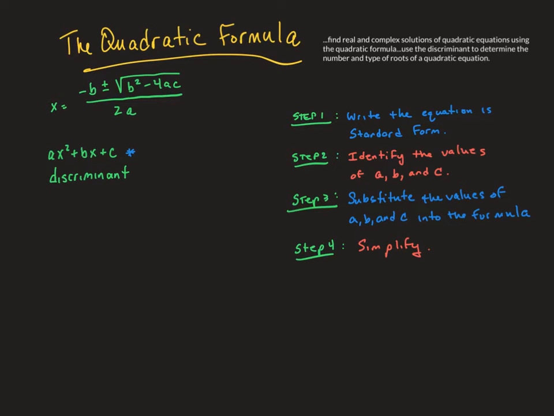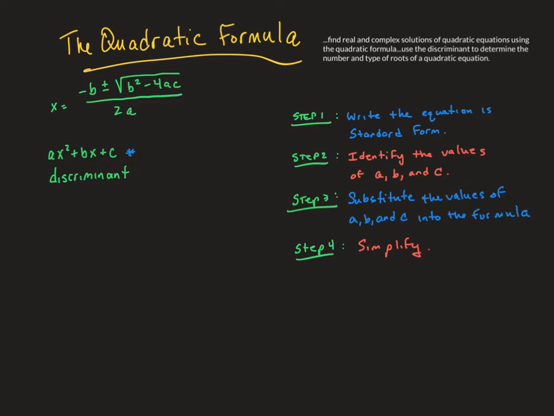And then we're going to talk about the discriminant, which should be familiar to you also. The discriminant is just going to be this radicand portion here, the radicand found in the quadratic formula, used to determine the number and type of solutions of the quadratic equation. And then, of course, the quadratic formula is a formula for finding the solutions of a quadratic equation in standard form.